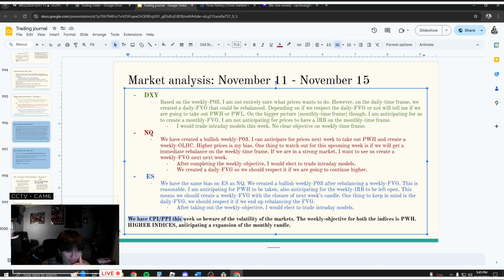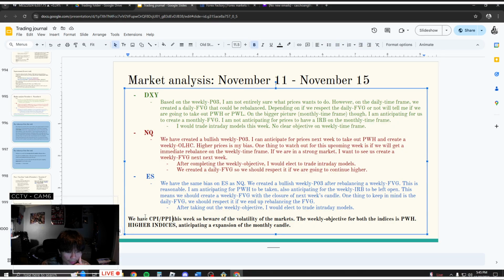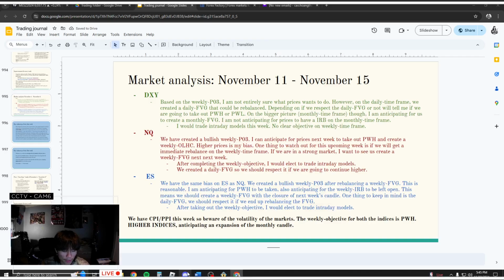So some key points here are CPI and PPI. We have those this week, so beware of the volatility of the markets. The weekly objective for both the indices is previous week's high, which is basically higher prices. I'm anticipating an expansion of the weekly, I'm anticipating an expansion of the monthly candle.